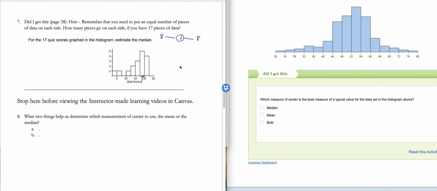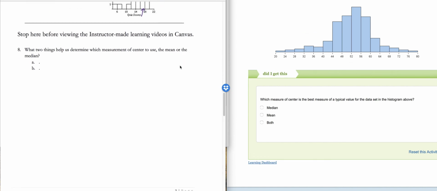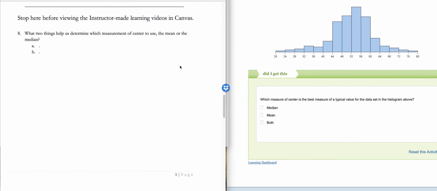Okay, next video we will take a look at how to decide which one of these measures of center, the mean or the median, will be best for our data set.